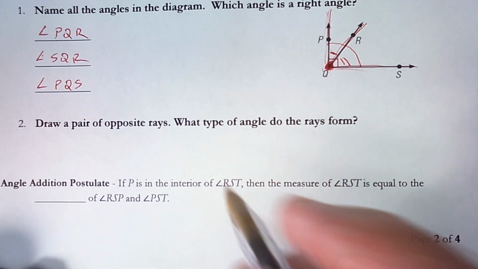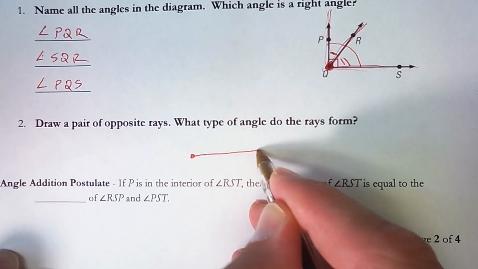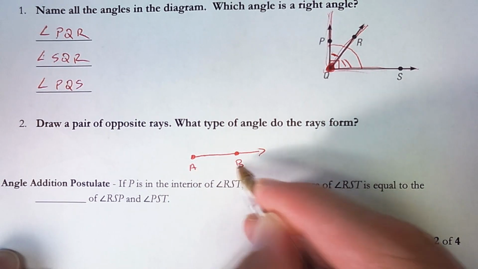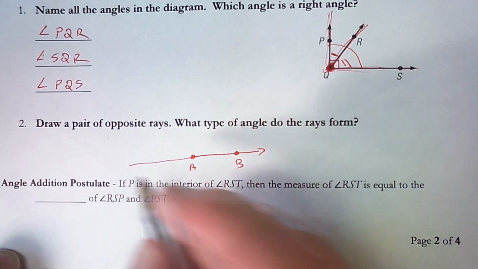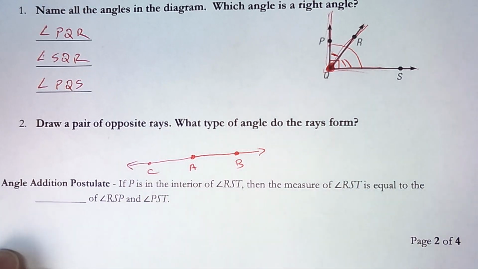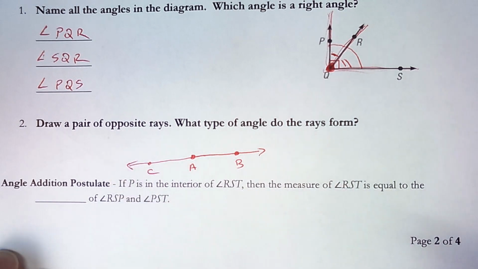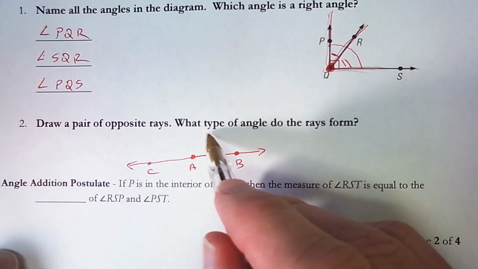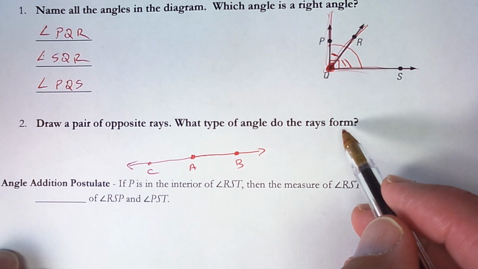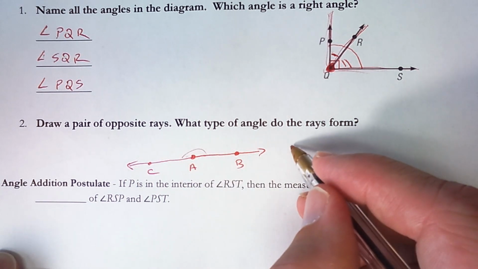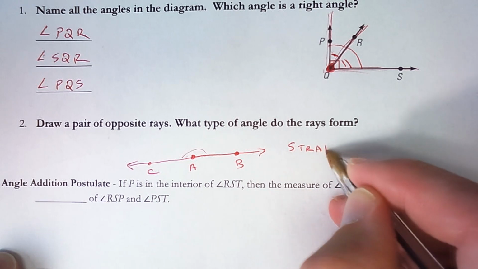Draw a pair of opposite rays. So here is a ray. We'll call it ray AB. Here's an opposite ray. We'll call it ray AC. So ray AB and ray AC are opposite rays. What type of angle do these rays form? They form a straight line, which is called a straight angle.